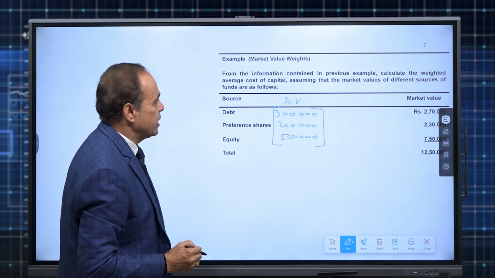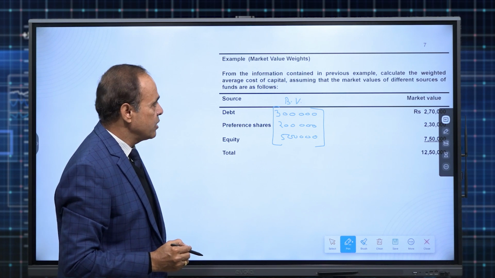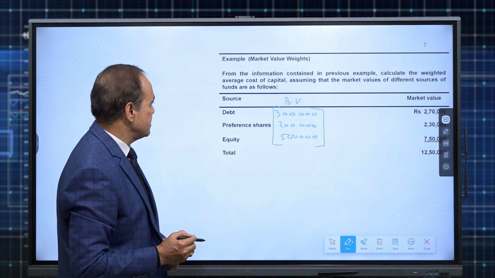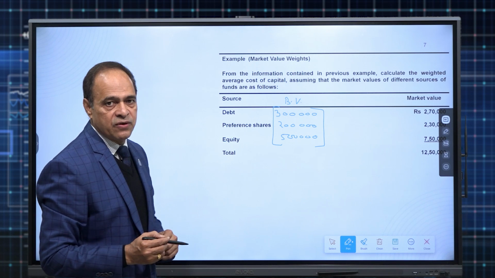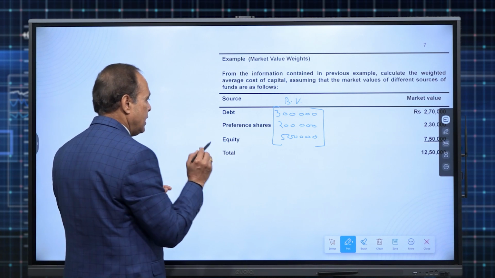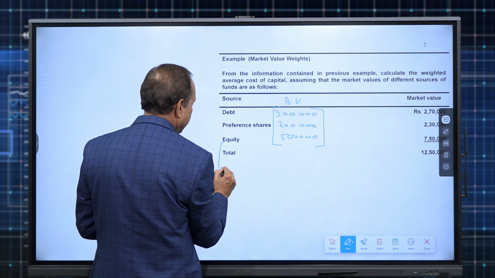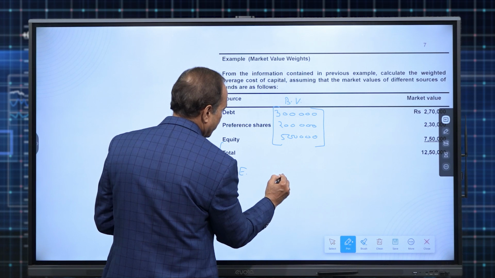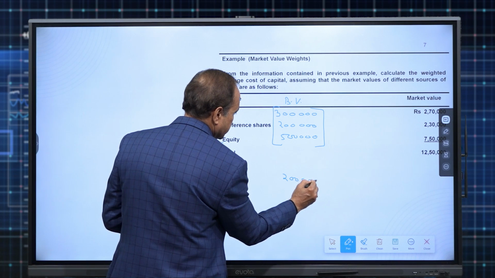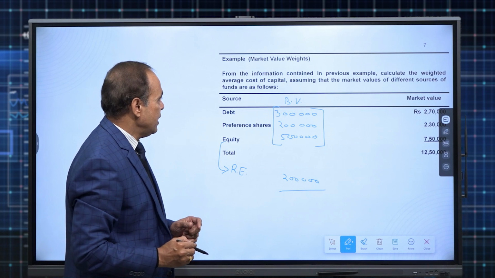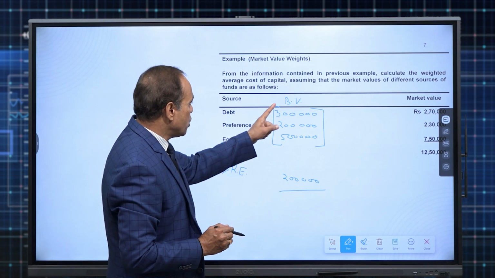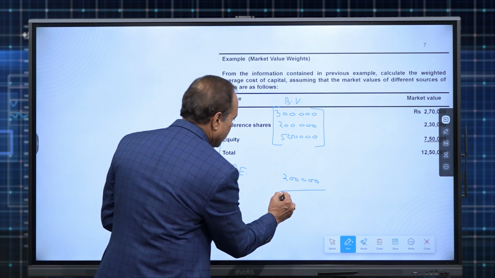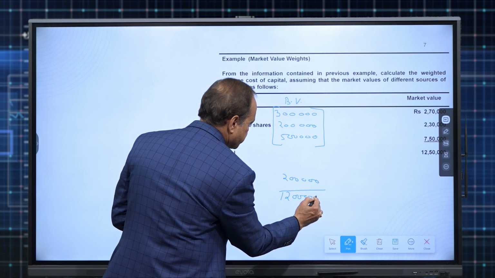And now we are given the market value. Market value of debt is 2,70,000. Market value of preference share capital is 2,30,000 and market value of equity is 7,50,000. Now, in the capital structure there is one more element also, retained earning, which has a book value of 2 lakh. So book value of these four sources is 3 lakh, 2 lakh, 5 lakh and 2 lakh respectively. So total book value becomes 12 lakh.